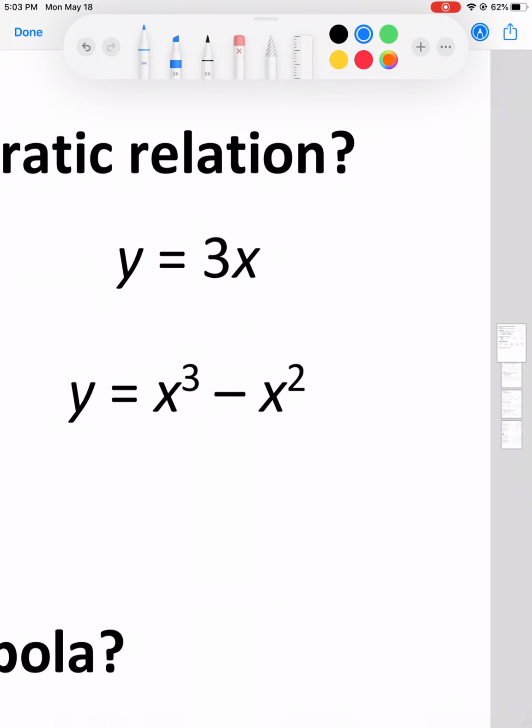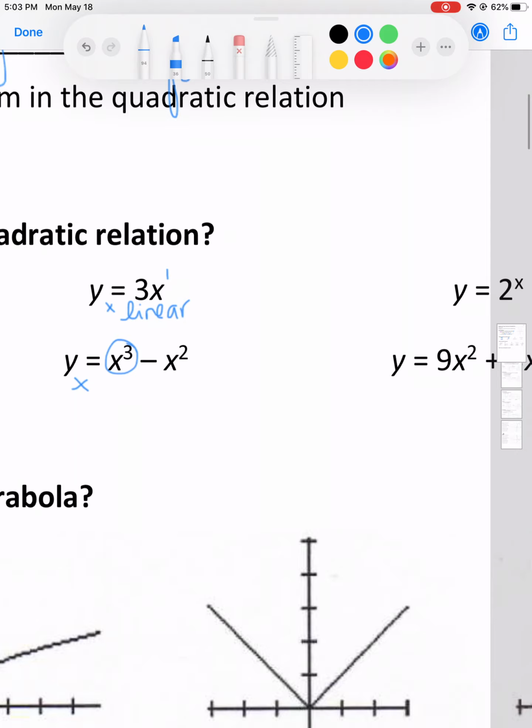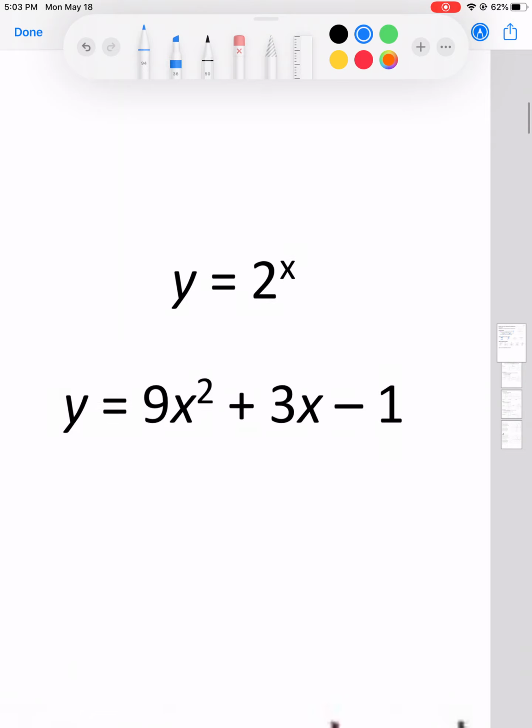y is equal to 3x. Is that quadratic? Nope, because this has a 1, so this is linear. y is equal to x cubed minus x squared. This actually isn't one due to this. Okay, that's a cubic function. I don't think you ever go into that, but it's the same idea. It's just using a cube instead of a 3 or 2. y is equal to 2 to the power x. No, that's not one. That's exponential. Again, something else you guys don't do.